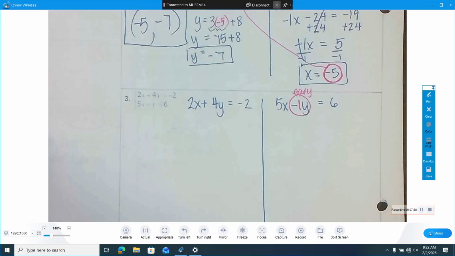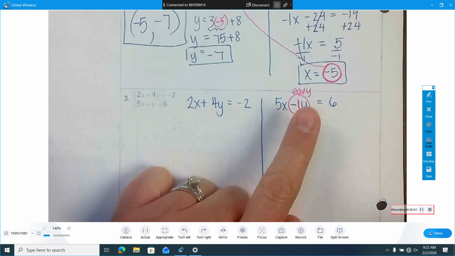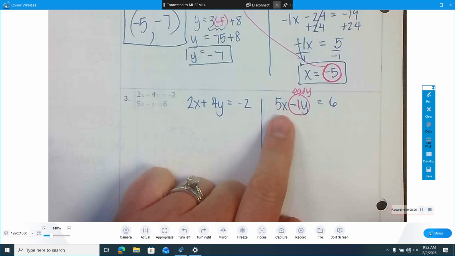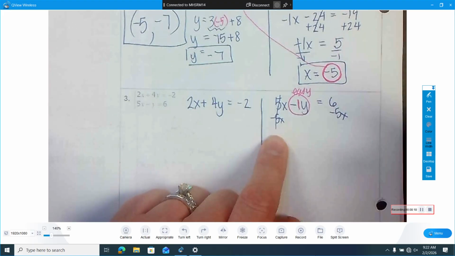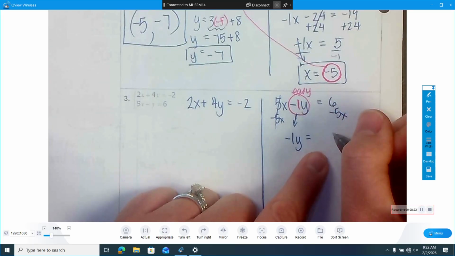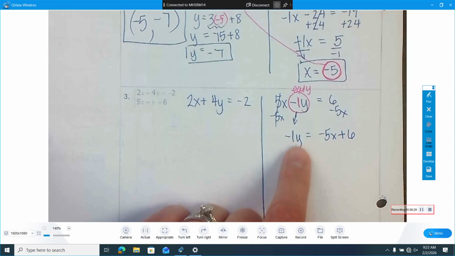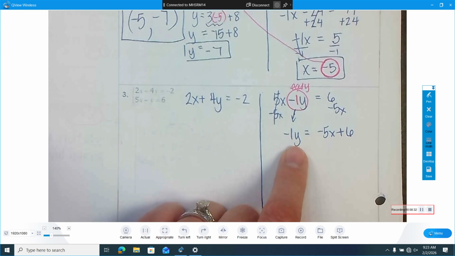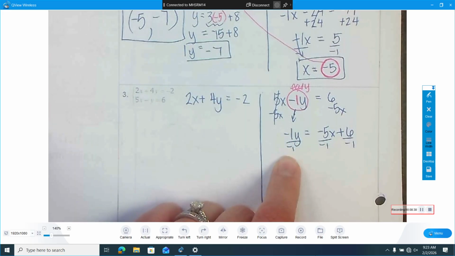This one is definitely the easy variable, even though it's got a negative, that's okay. We want to isolate that y. So I need to isolate my easy variable. So how do I get rid of the 5x? Subtract 5x. Yep, we're going to subtract 5x to move it to the other side. And so I have a negative 1y equals, on the right-hand side, I have 2 things. I have a negative 5x and I have a positive 6. And then how do I get the y all by itself? Divide everything by negative 1.